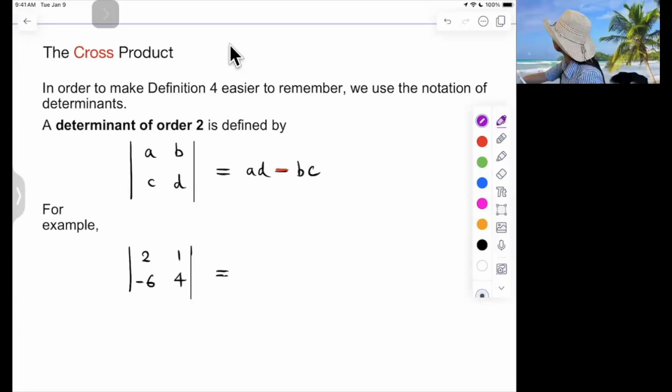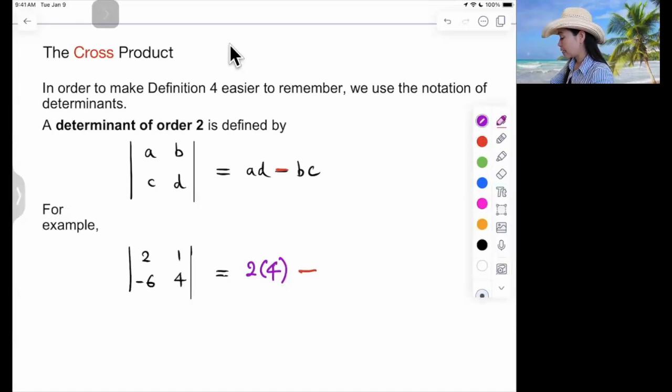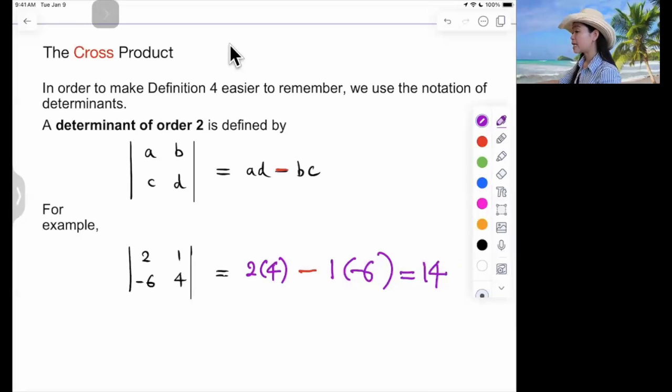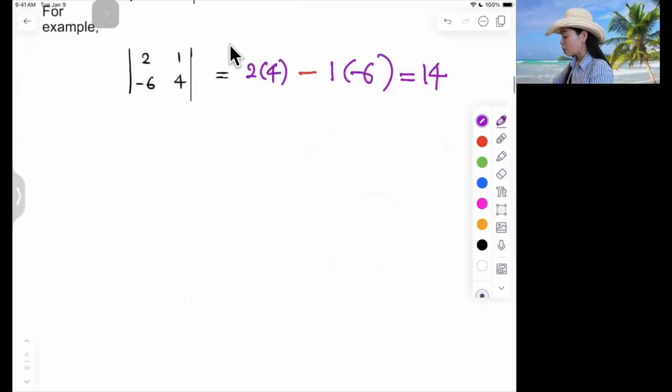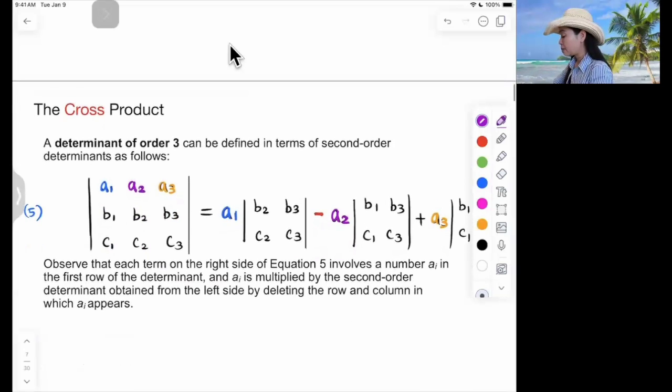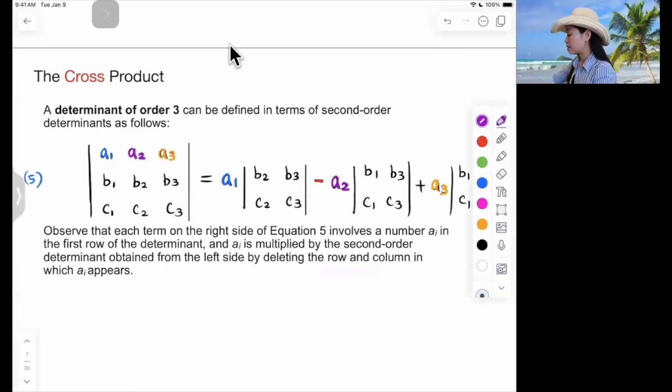Okay, let's take this example. What will be the determinant of this 2 by 2 matrix? Yes, 2 times 4, subtracting 1 times -6. So that will be equal to 14, right? That's the determinant of the 2 by 2 matrix. Now, what about the determinant of a 3 by 3 matrix? How do you do it?